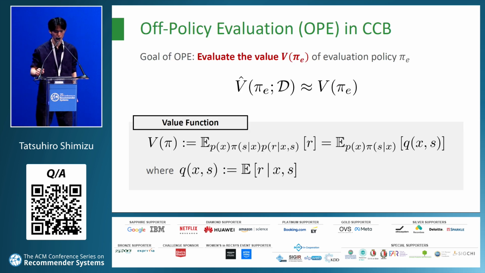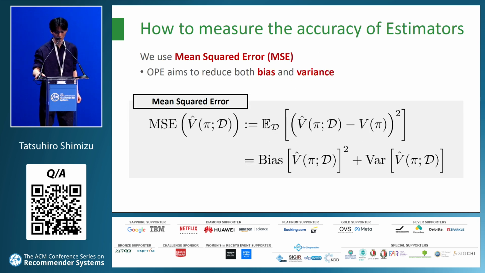Having that in mind, we are going to define the problem of off-policy evaluation, OPE. In OPE, we aim to evaluate the value of an evaluation policy, where the value function is defined as the expected reward, and we also define the conditional expected reward function, q(x, s). We also define the measure to compare the estimators, and we use the mean squared error, MSE, which can be decomposed into the squared bias and variance. So it is important to reduce both bias and variance to create an accurate estimator.